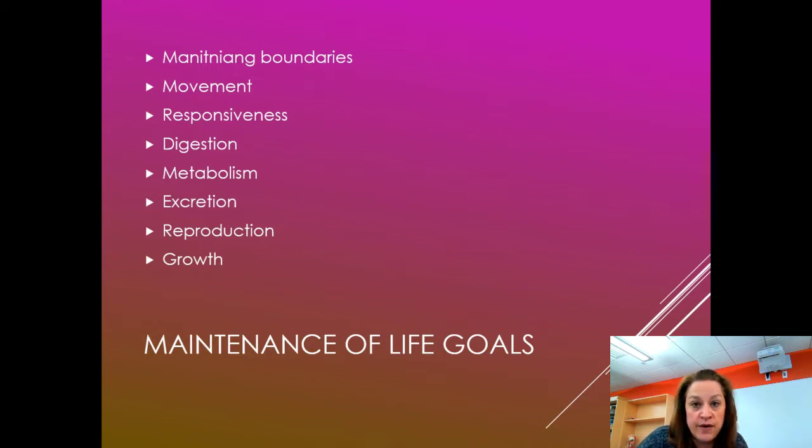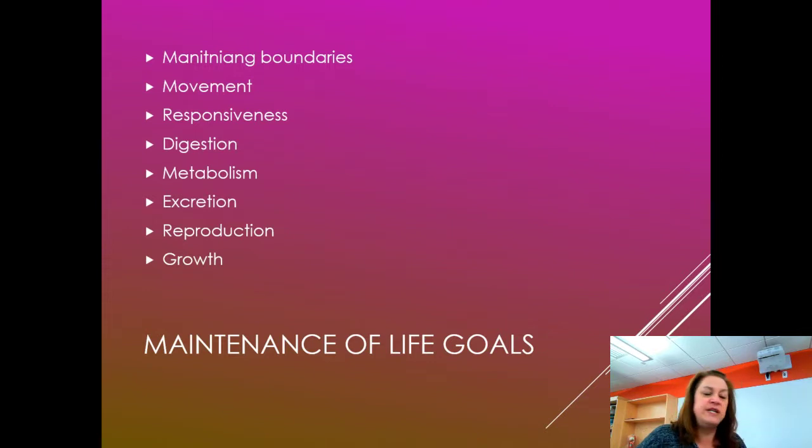Liquid waste through our urinary system, and solid waste through our feces, right? A variety of different ways that we're going to get rid of and excrete waste. We exhale carbon dioxide, for example. Reproduction: if we want to ensure the continuity of life on the planet, we need to reproduce, make more humans. Male and female reproductive systems come into play.